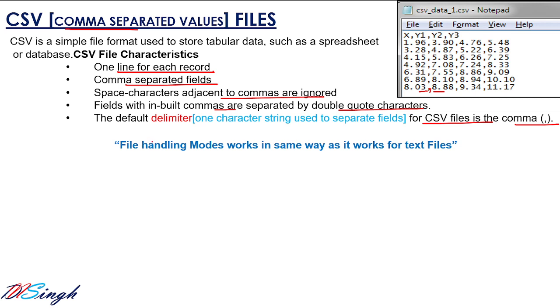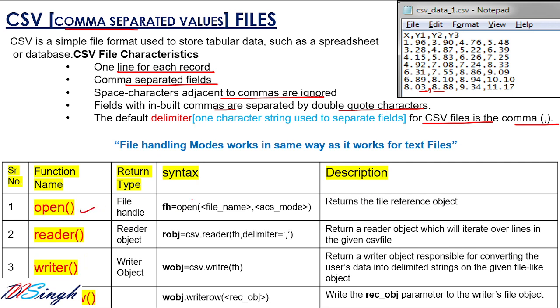Before going to the questions, I want you to go through these 4-5 functions that are used in CSV files. The open function is as it is, it takes 2 arguments, file name and access mode. Sometimes a newline argument can also be given in CSV files, and it returns the file handle or file reference object. Then we have a function called reader, which takes 2 arguments, file handle and delimiter, and it returns the reader object, which is iterable, and using this reader object we can access the records inside the CSV file. It returns a reader object which will iterate over lines in the given CSV file.